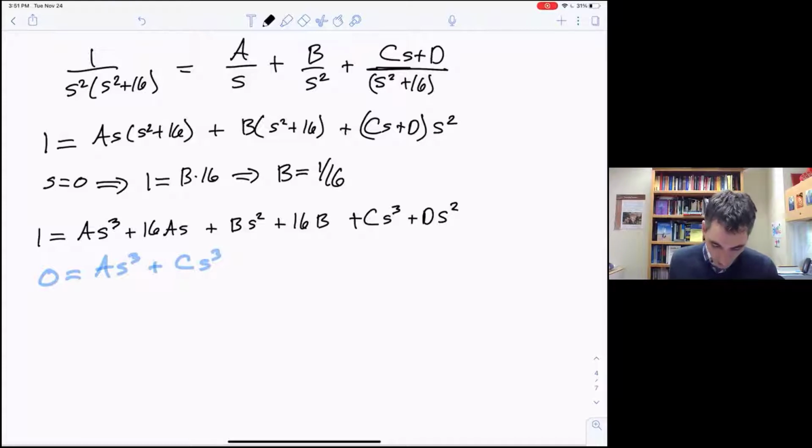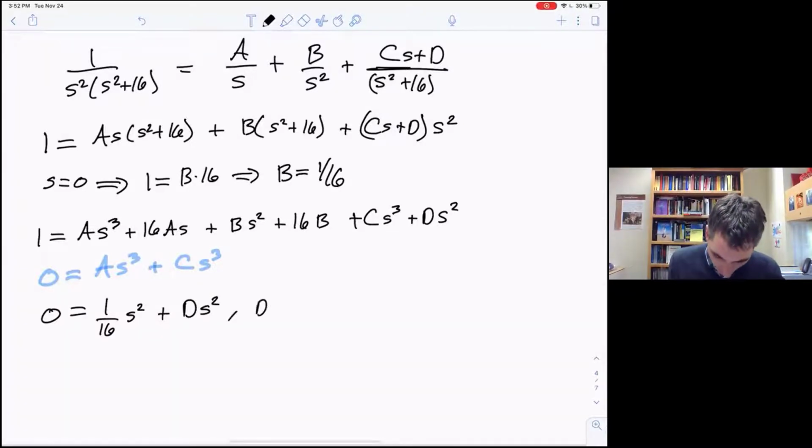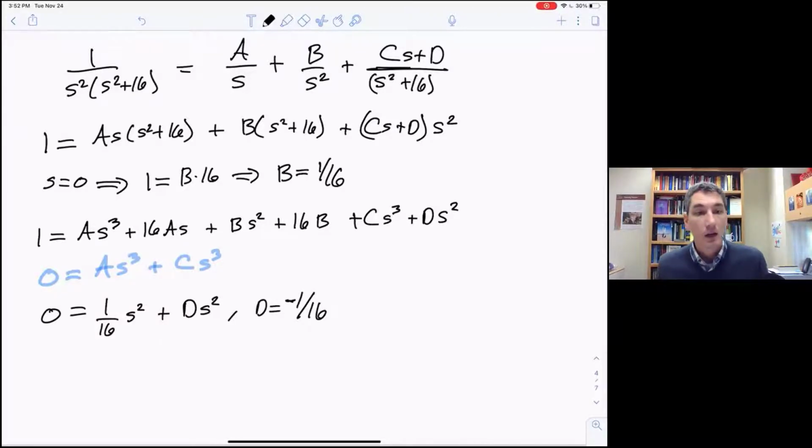If we look at the squareds, we're going to have 0 squareds on the left-hand side and 1 over 16 s squareds, and then ds squareds. So d must be negative 1 over 16. Okay, so that's nice. And then what else could we do? I guess we could look at the constant term. Yeah, the b's we already did. That gave us the constant term.